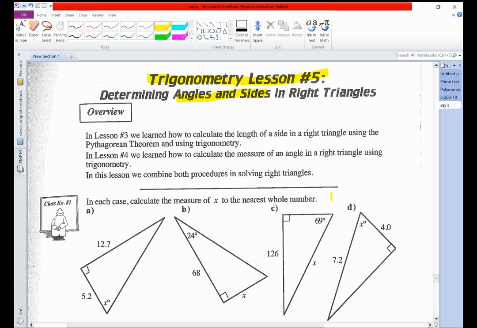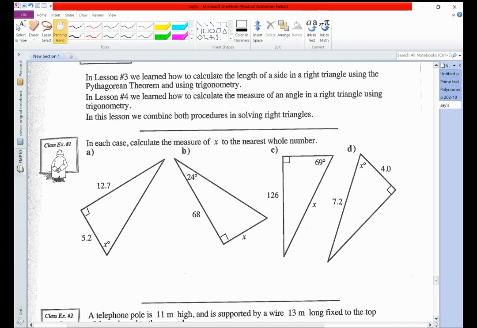In lesson 3, we learned how to calculate the length of a side in a right angle triangle, and in lesson 4, we learned how to calculate the measure of an angle in a right angle triangle using trig. We are going to combine both of those, but we're going to start with a little review. I'll do one question where we find an angle, and one question where we find a side length. Maybe I'll do C just so we have enough room. Then we will do a word problem together, and then we'll flip the page, and I will show you how to completely solve a right angle triangle.